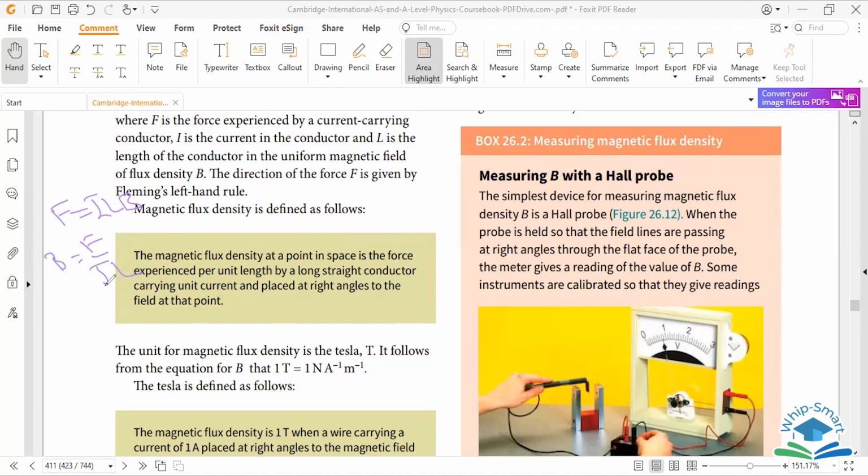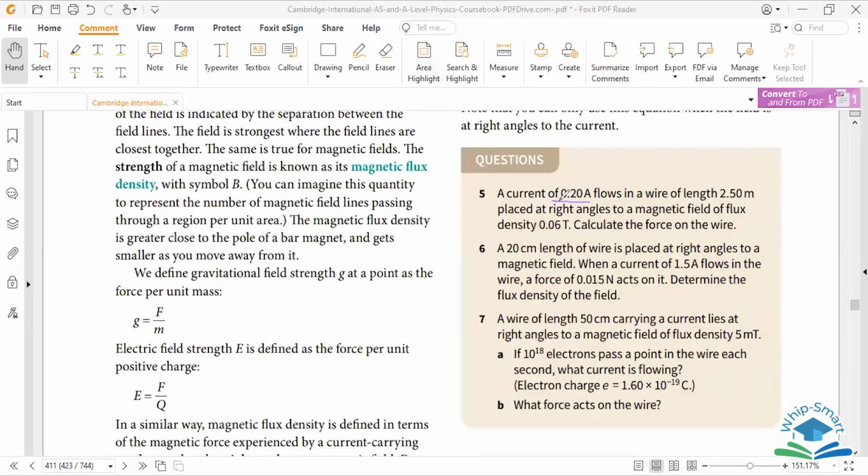From this we can derive the unit for magnetic flux. It will actually be Tesla. 1 Tesla will be equal to 1 Newton per ampere meter. Let's solve some of these questions.